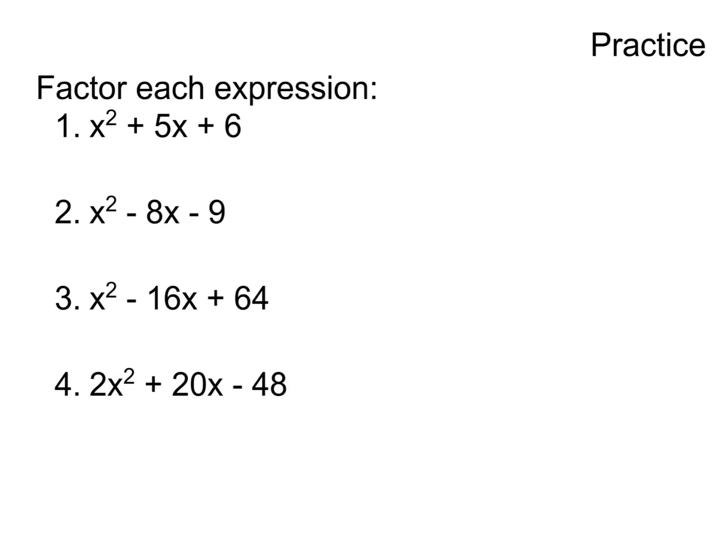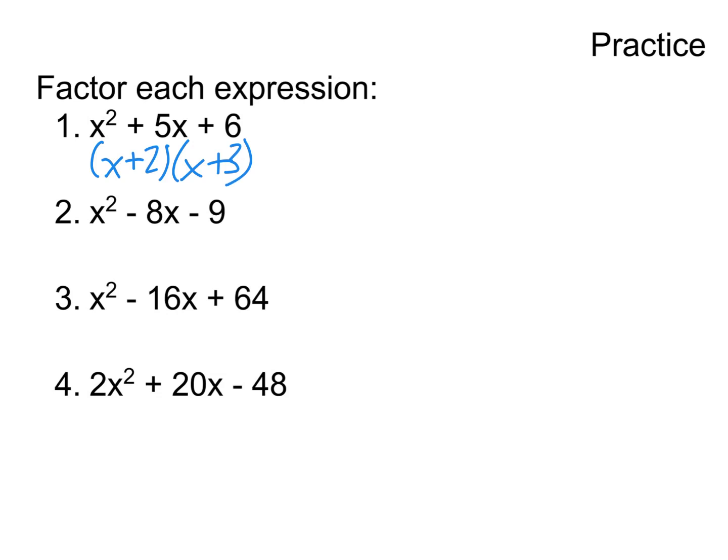Okay, so we'll check in there on number 1, see how well you've done with that. The 2 numbers that add to 5 and multiply to 6, 2 and 3. And so our factored form here is x plus 2 times x plus 3.